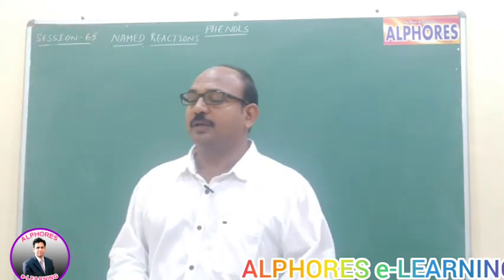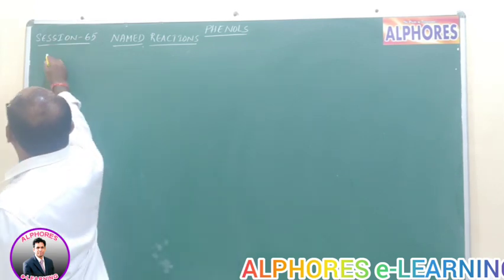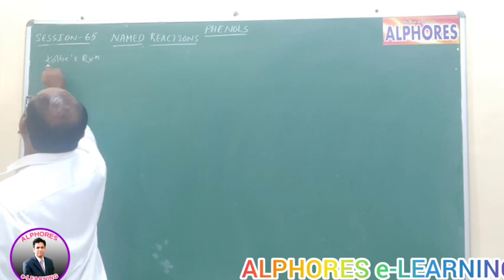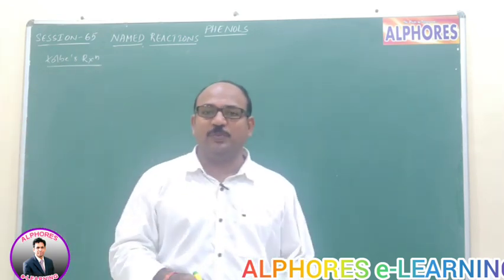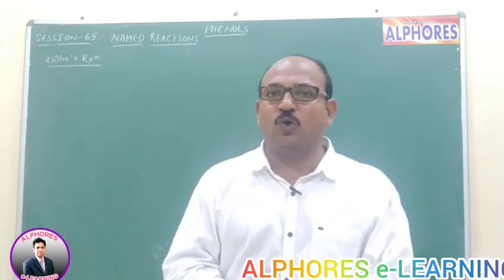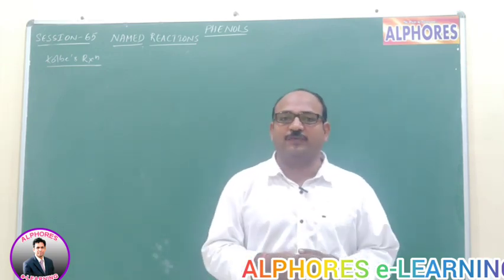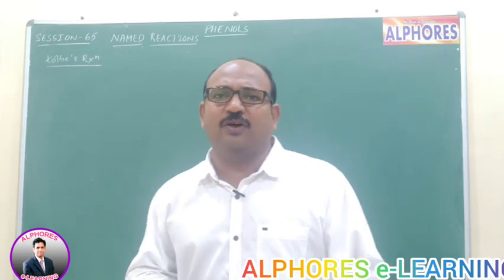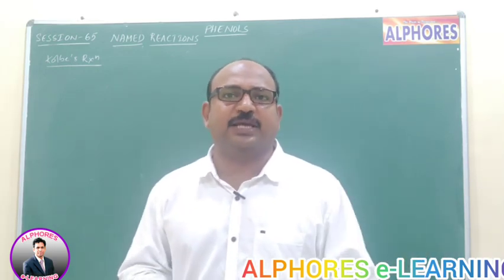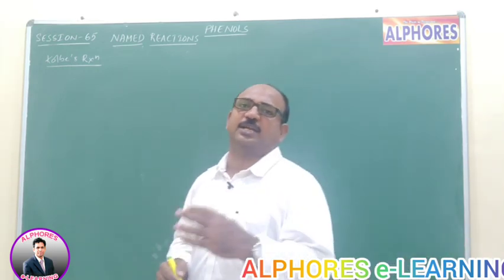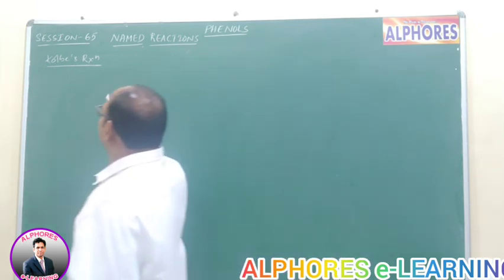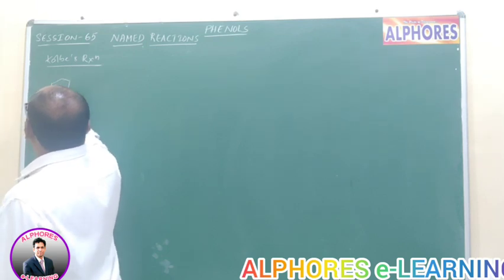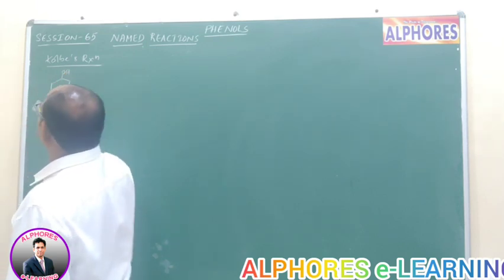So students, the next reaction is the Kolbe reaction or Kolbe-Schmitt reaction. In the Kolbe or Kolbe-Schmitt reaction, phenol upon reaction with sodium hydroxide gives sodium phenoxide. This sodium phenoxide upon reaction with carbon dioxide at 4 to 6 atmosphere pressure gives ortho-hydroxybenzoic acid, or salicylic acid. Let us see the reaction.